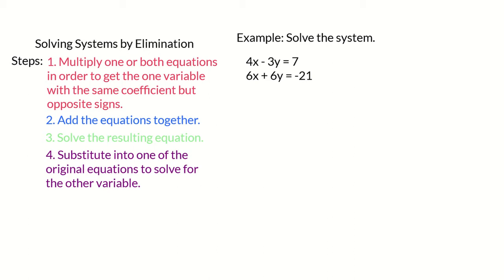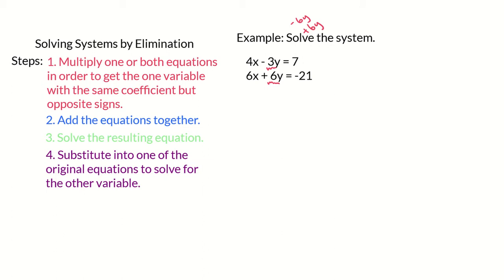So in this example, 4x minus 3y equals 7 and 6x plus 6y equals negative 21, we could line up the x's. So we could multiply the top equation by 3 and the bottom equation by negative 2 to get 12 and negative 12 with the x's. Or it's actually easier in this one to line up the y's because we already have 6y and we have negative 3y. So we could pretty easily get negative 6y and positive 6y. So that's what I mean by one of the variables to have the same coefficient. So here, same coefficient of 6, but opposite signs, so a positive and a negative.